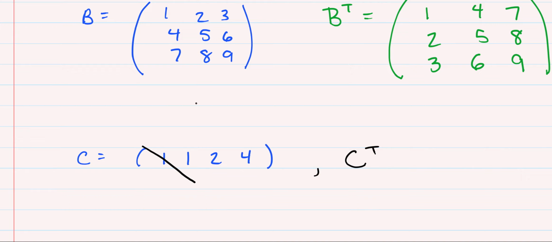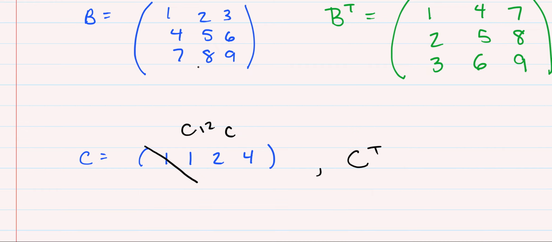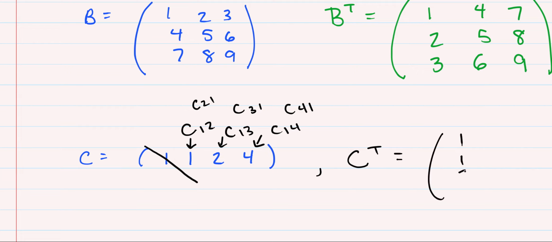If this stuff is confusing to you, I think the best thing to do is write what entry it is. C12, C13, and C14. So if you ever just can't visualize what you need to do, just remember this needs to go to this C21 spot, this needs to go to the C31 spot, and this needs to go to the C41 spot. So you can see all of these would become one column. So we get 1, 1, 2, 4.